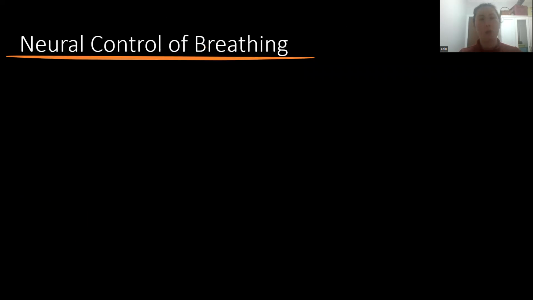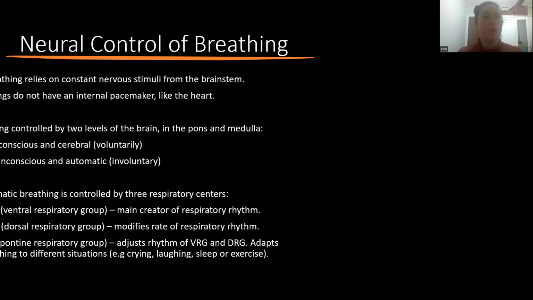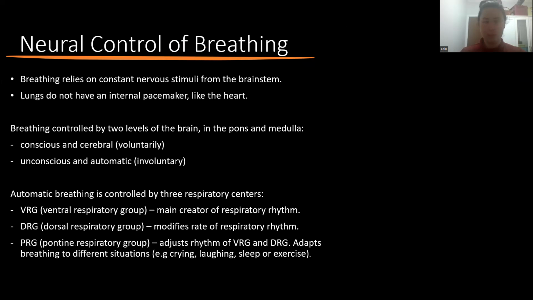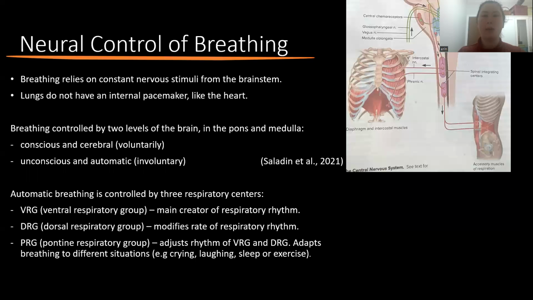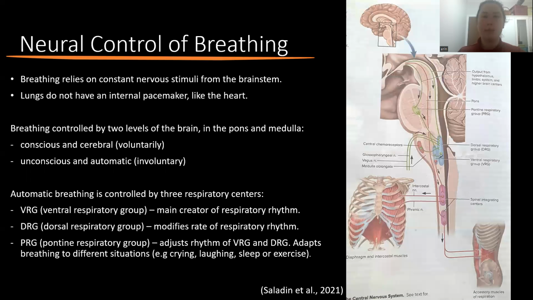Neural control of breathing. Breathing relies on constant nervous stimulation that occurs in the pons and medulla of the brainstem. The only time breathing would stop is when the nerves in the thoracic muscles or the neck of the spinal cord are cut off. In the diagram, you'll see in brackets, there are three respiratory centers that communicate with each other to assist with the respiratory rhythm.